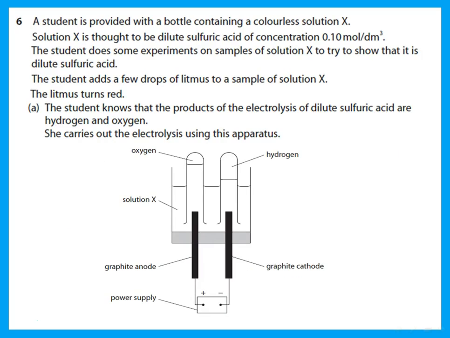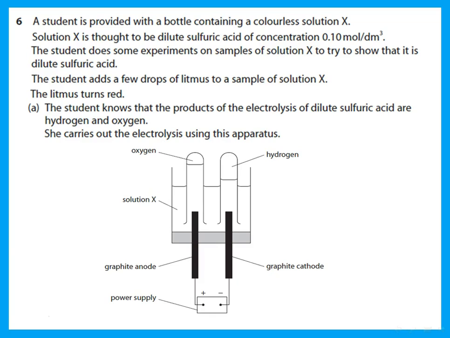This question says a student is provided with a bottle containing a colorless solution X. Solution X is thought to be dilute sulfuric acid of concentration 0.1 mole per decimeter cube. The student does some experiments on samples of solution X to try to show that it is dilute sulfuric acid. The student adds a few drops of litmus. Of course, the litmus turns red, and this shows me that it is an acid. Then the student knows that the products of electrolysis of dilute sulfuric acid are hydrogen and oxygen. She carries out the electrolysis using this apparatus.